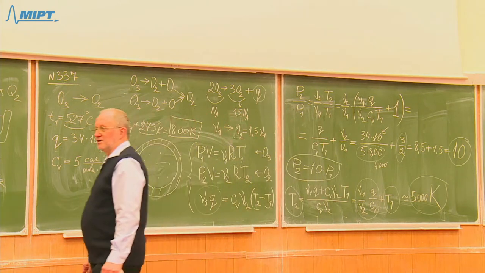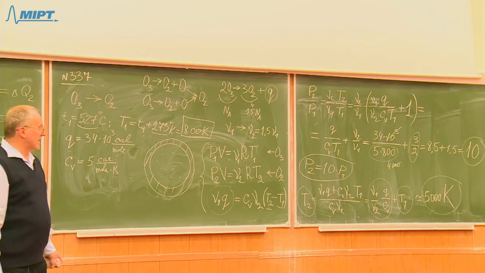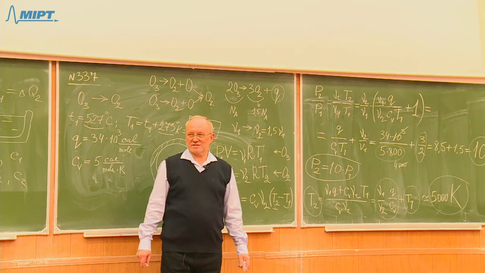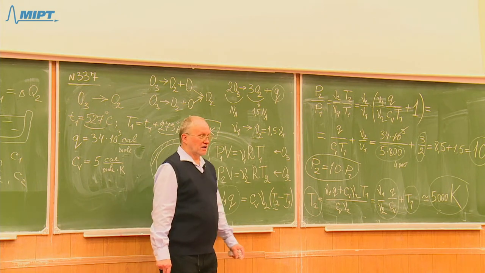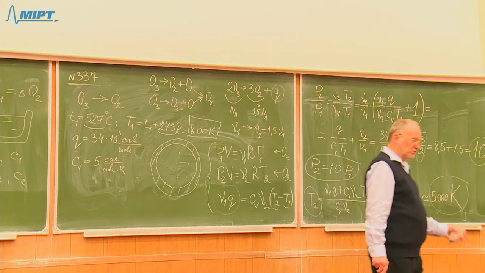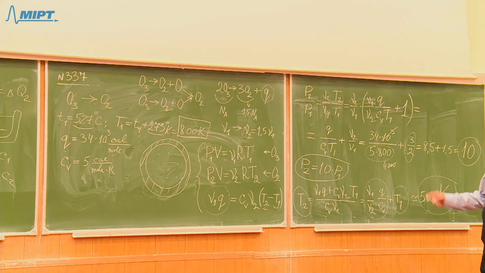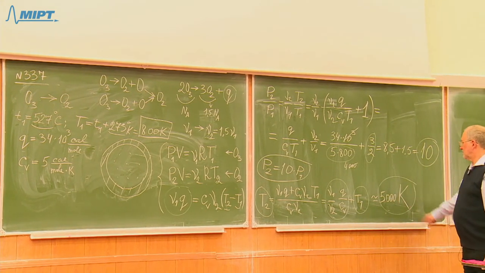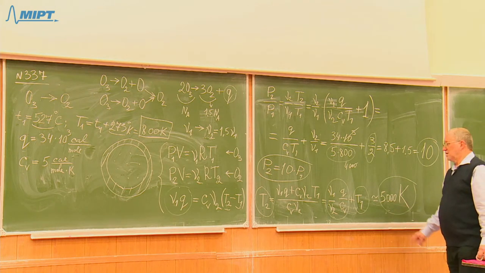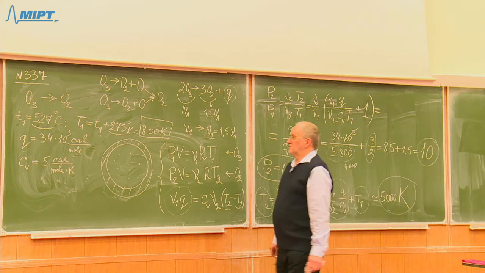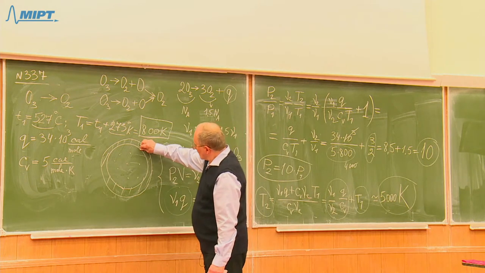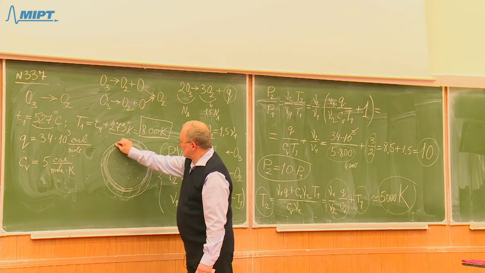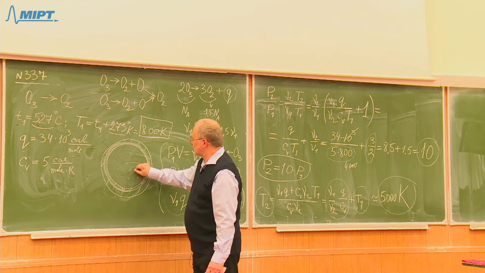Very hot, 5,000 kelvins. That is almost the temperature on the surface of our sun. The sun's surface temperature is about 6,000 kelvins, and here we find about 5,000. So is there any wall, any material which will stand such high temperature and not melt under such conditions?